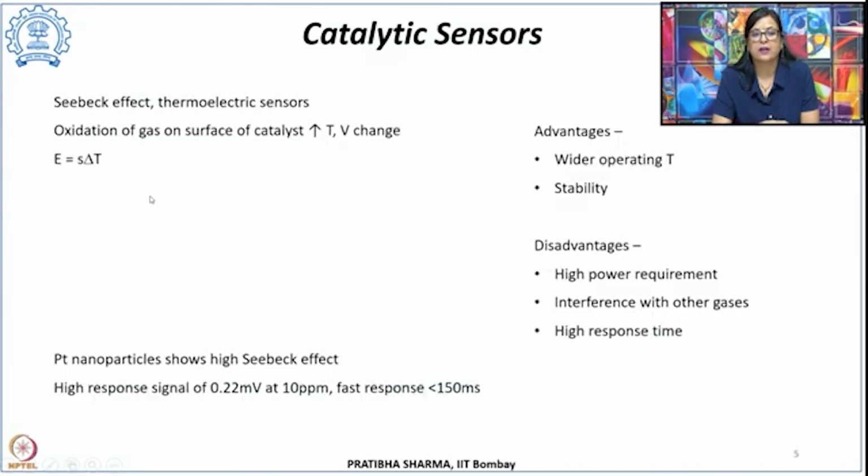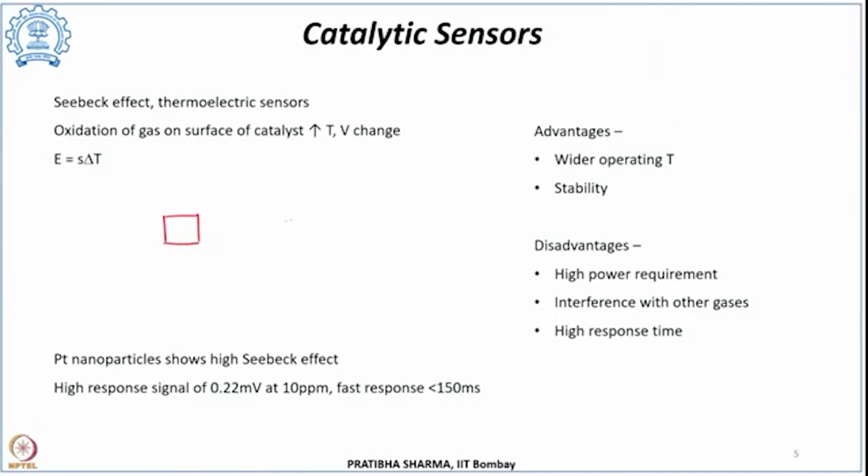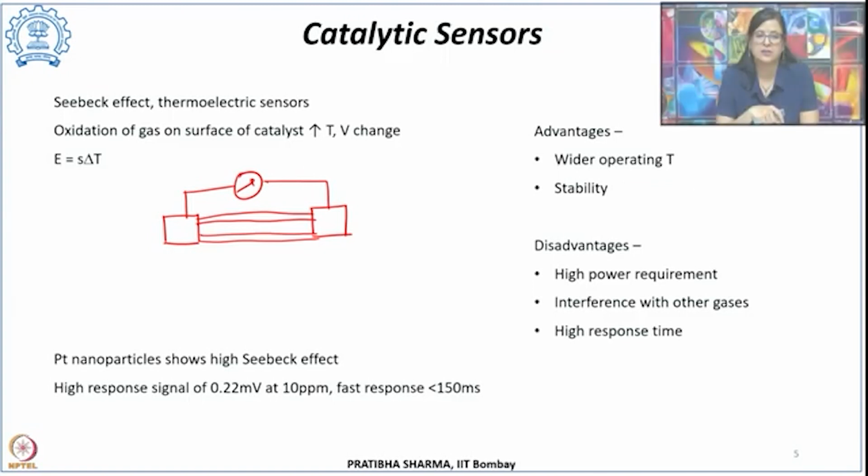Another type of catalytic sensor could be one which is based on the Seebeck effect, and those catalytic sensors are also known as thermoelectric sensors. Now we know that in the Seebeck effect, if there is a temperature difference between two points in a conducting or a semiconducting material, then a voltage is generated. So if there is a point at a higher temperature and another point at a lower temperature, a corresponding voltage is generated.